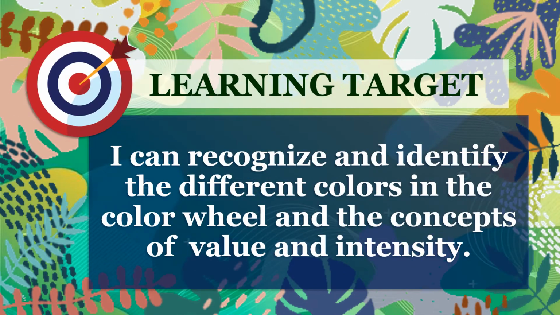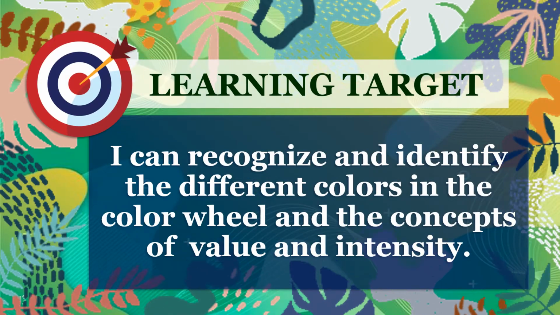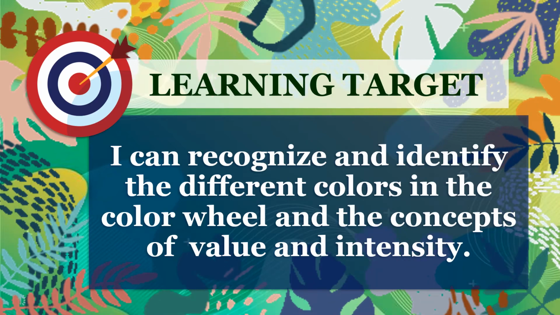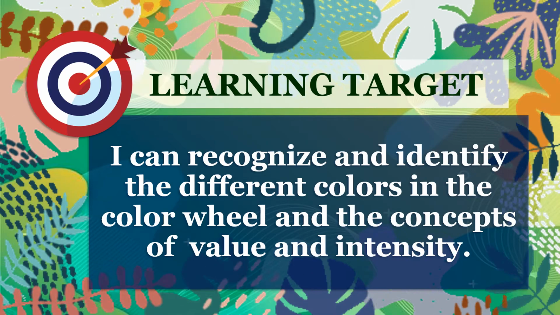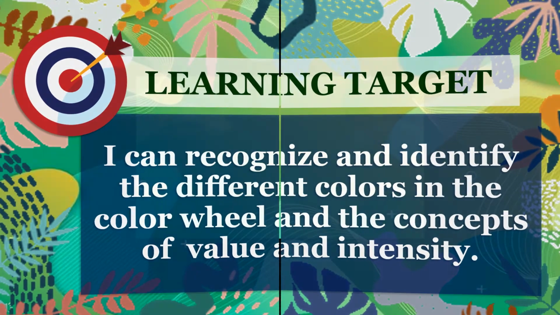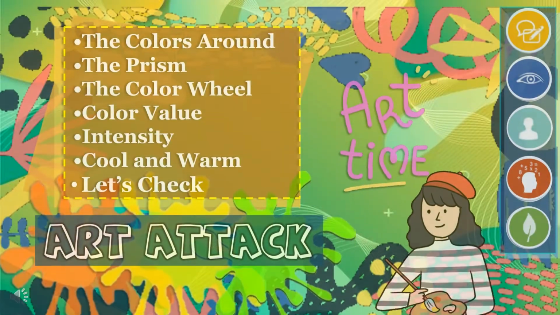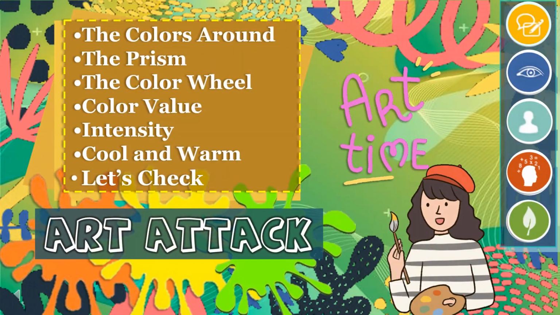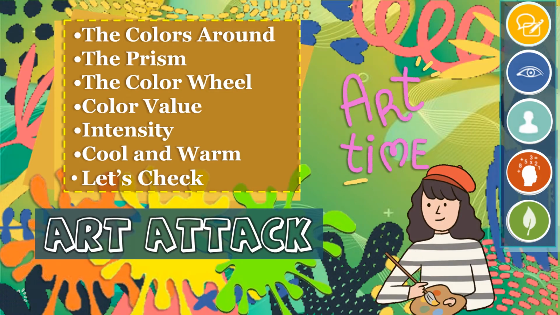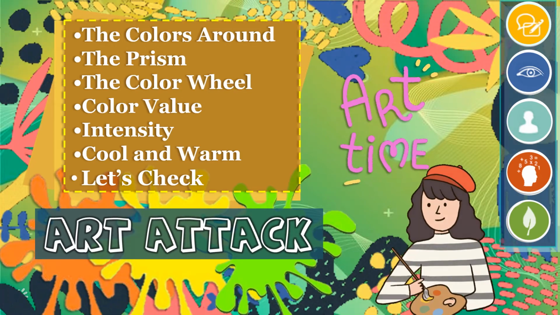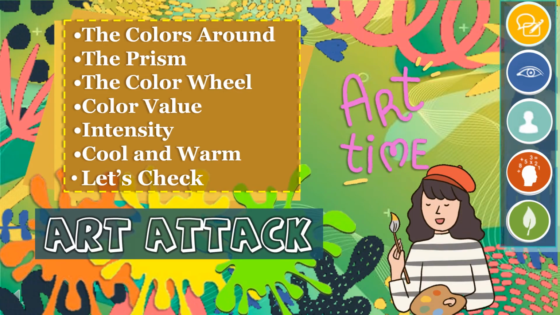For our learning target, I can recognize and identify the different colors in the color wheel and the concepts of value and intensity. For our art attack: the colors around the prism, the color wheel, color value, intensity, cool and warm, and let's check.